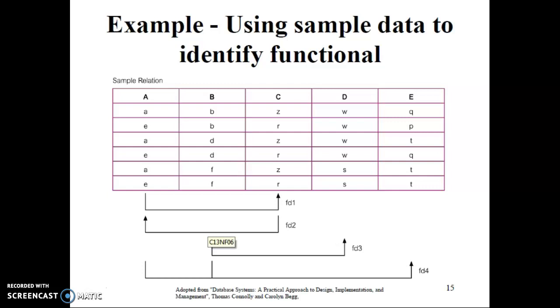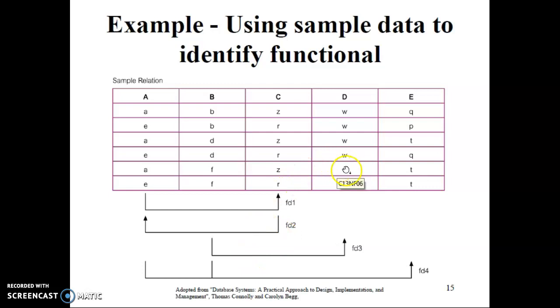Next, see the column B. If we now consider attribute B, we can see that when B or D appears in column B, then W appears in column D. When F appears in column B, then S appears in column D. So we can conclude that there is a 1-to-1 relationship between attributes B and D. In other words, B functionally determines D, and this is shown as FD3, that is functional dependency 3.